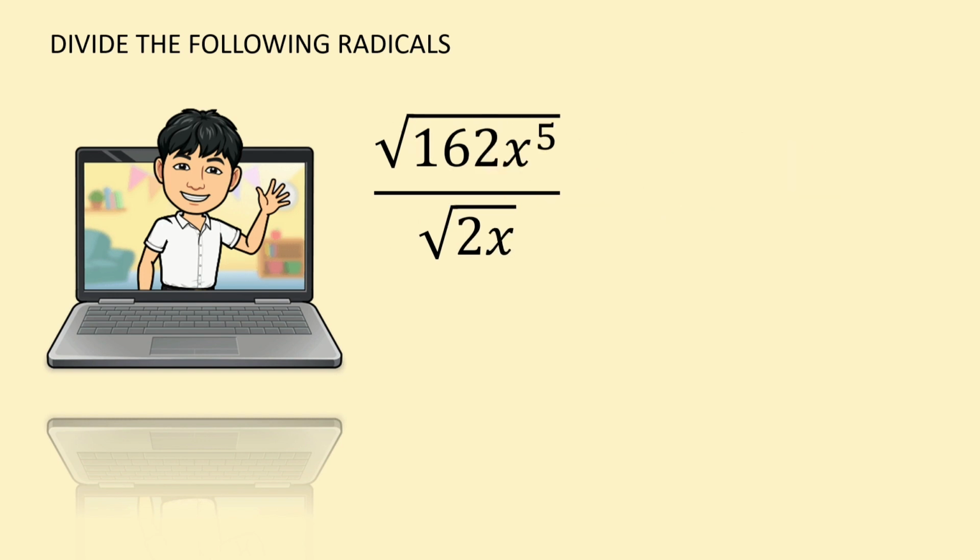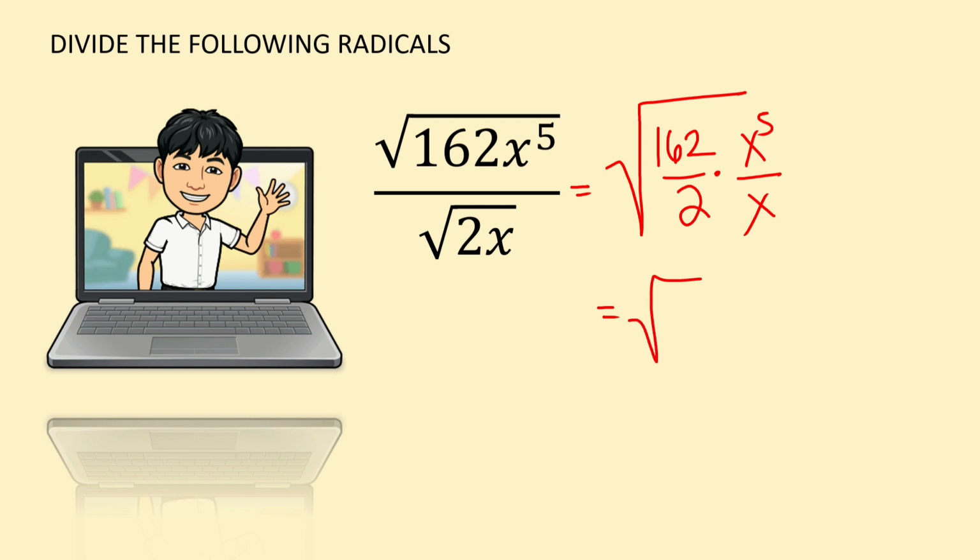Let's have our last example. How about if we're going to divide square root of 162x raised to 5 all over square root of 2x? If we're going to divide this, that's simply the same as square root of 162 all over 2 times x raised to 5 all over x. When you divide 162 by 2, that is simply square root of 81. And we apply here the law of quotient wherein they have the same base, and to get the quotient, we simply subtract their exponents. So 5 minus 1, that is x raised to 4.